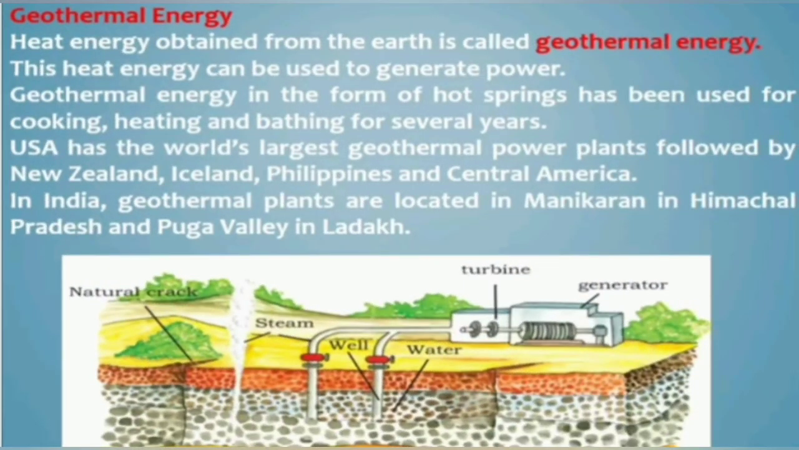Heat energy obtained from the earth is called geothermal energy. This heat energy can be used to generate power. Geothermal energy in the form of hot springs has been used for cooking, heating and bathing for several years. USA has the world's largest geothermal power plants, followed by New Zealand, Iceland, Philippines and Central America. In India, geothermal plants are located in Manikaran in Himachal Pradesh and Puga Valley in Ladakh.